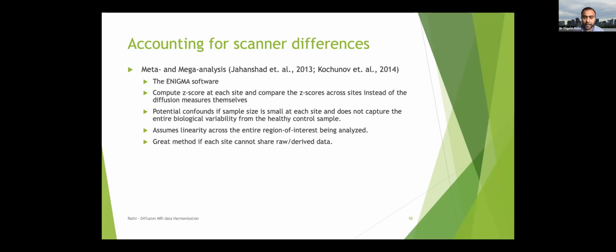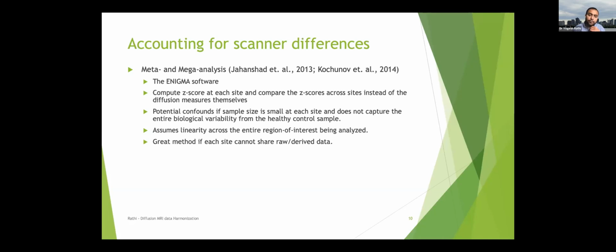So there is meta and mega analysis. I think these were very often used very early on. Naturally, they are very good ways to get around the problem of scanner differences. What you end up doing is you calculate a z-score at each site, and you compare the z-scores rather than computing the measure of interest. So for example, if it's fractional anisotropy or cortical thickness, you calculate the z-scores within your cohort of that site, and you compare the z-scores directly.